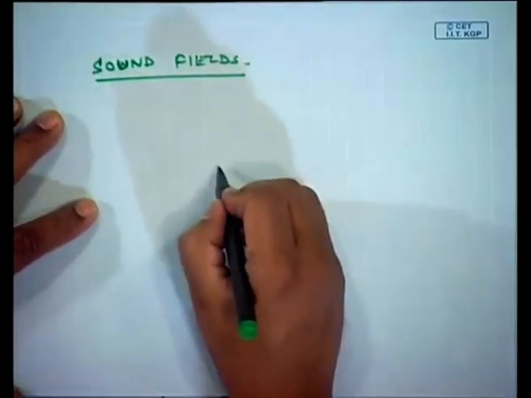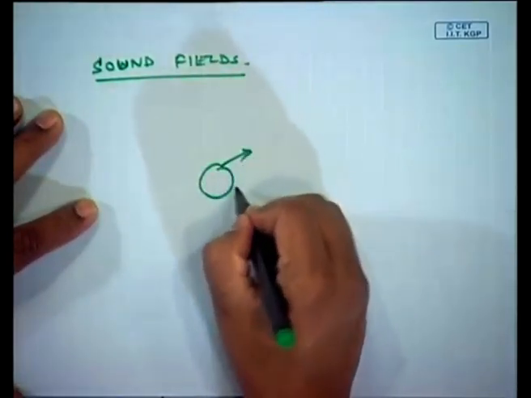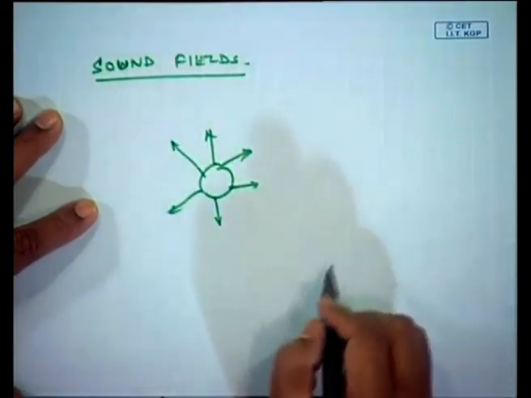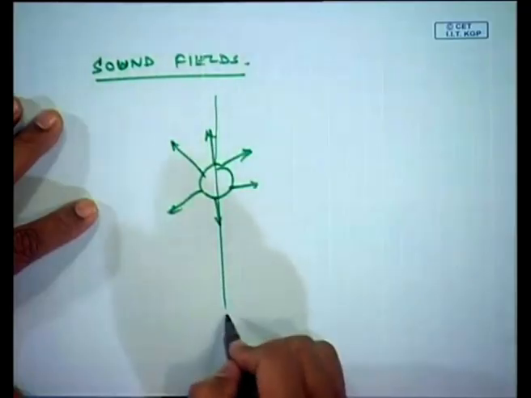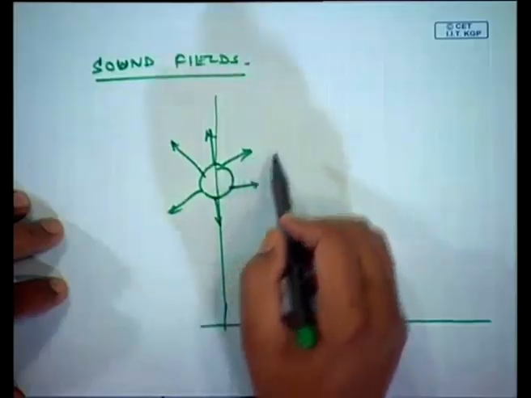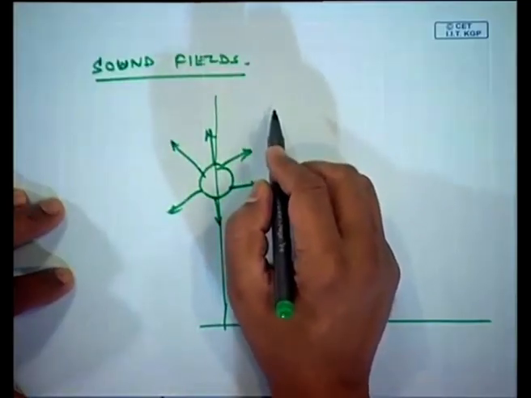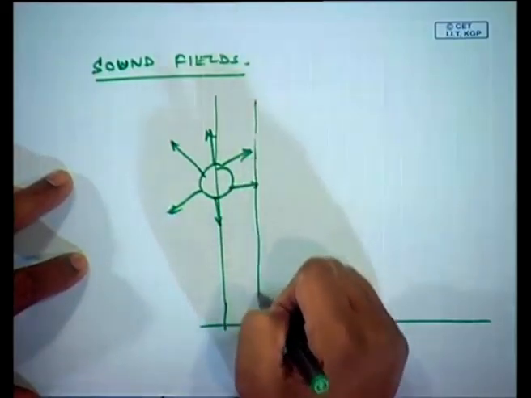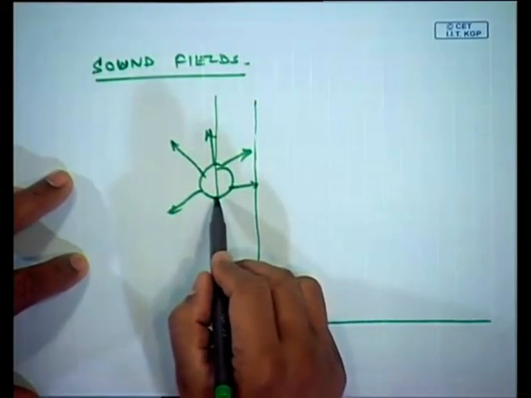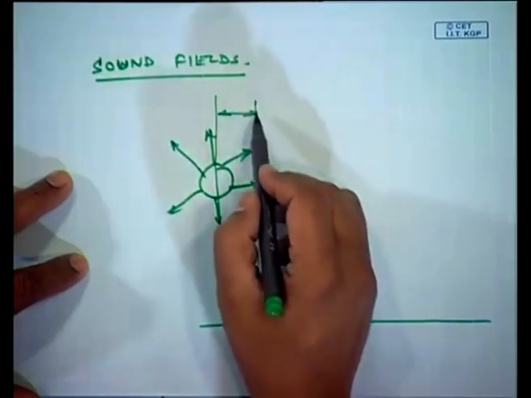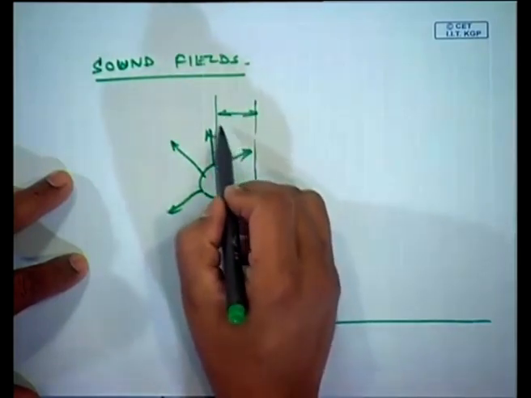I had talked about a machine which is radiating in all directions. So, I draw with distance: very near the machine, the 1 by r law may not be followed, and this is about half. This distance is what is known as the near field, and then the sound level may be a constant.